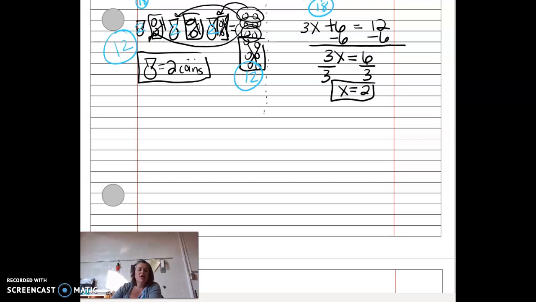And if we were to do our check, we always want to check. You have 3 bags, 2 coins in them, plus the 6 extra ones is equal to 12. So we're going to check this side. 3 times 2 gives me 6 plus 6. That's 12 on the left side. And then you already have 12 on the right, so that one checks out too. Both sides have 12.